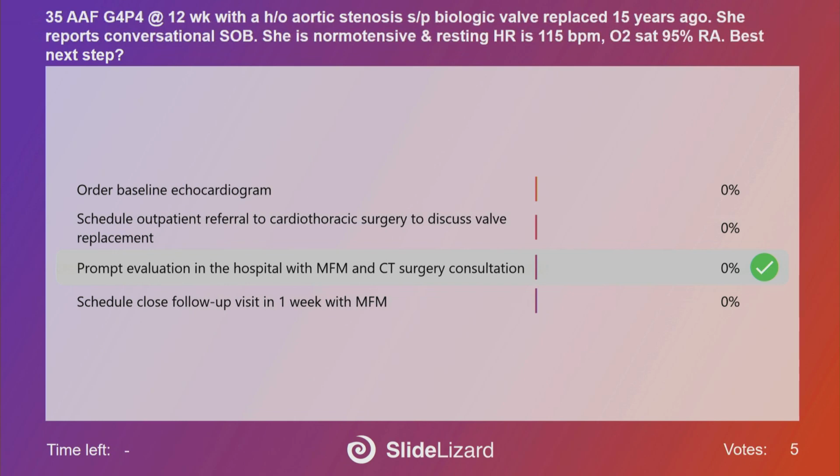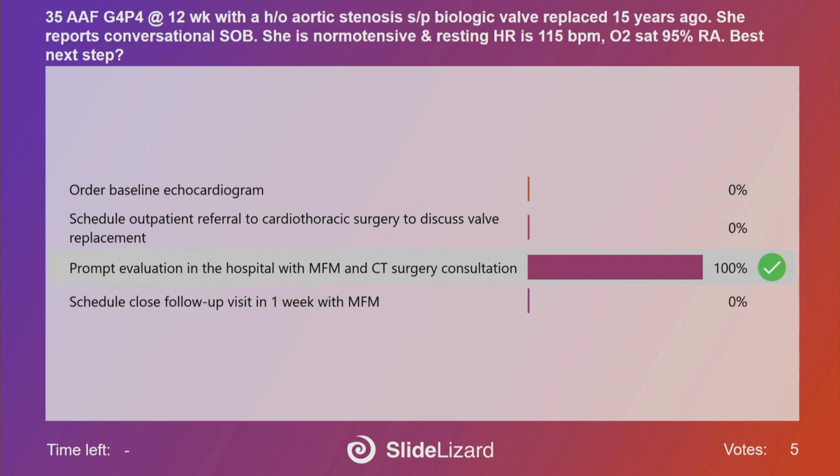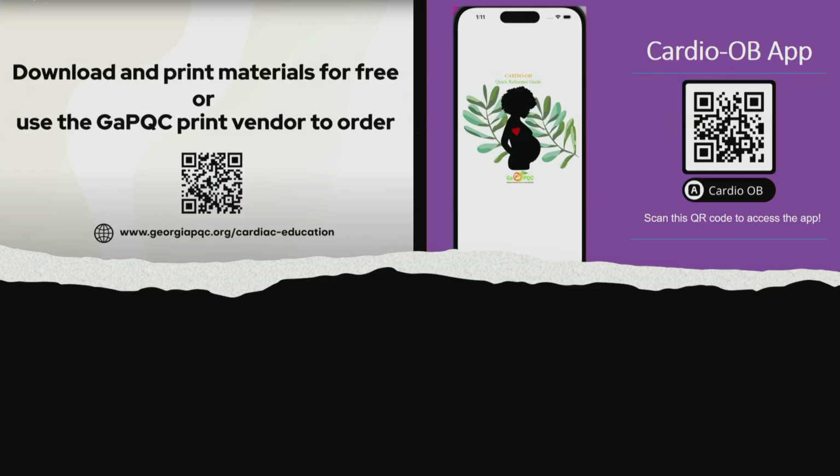Okay, so also another patient that needs to be promptly evaluated in the hospital, and then also consult MFM and CT surgery. CT surgery needs to be consulted to replace her valve. So usually the time frame for those is about 5 to 10 years, and she's over that, so it's expired at 15 years. She's also having elevated heart rate, and her O2 sat is less than 96%. And this can worsen pretty quickly in pregnancy. So it's good to get her evaluated pretty quickly there.